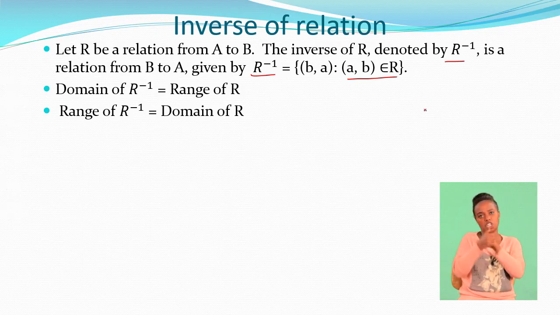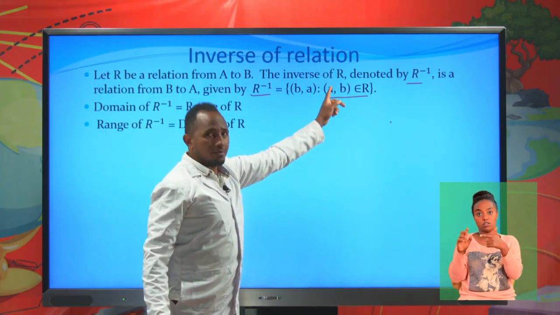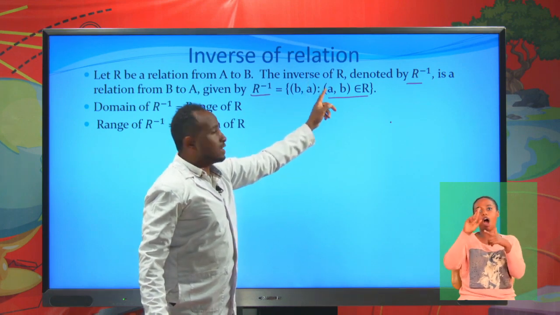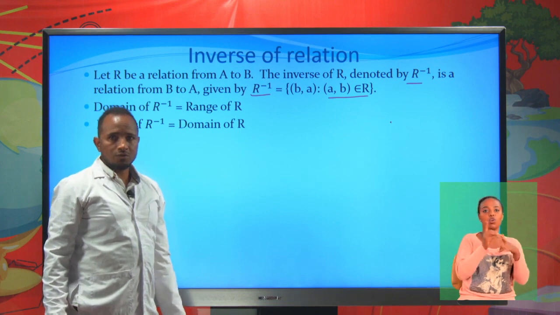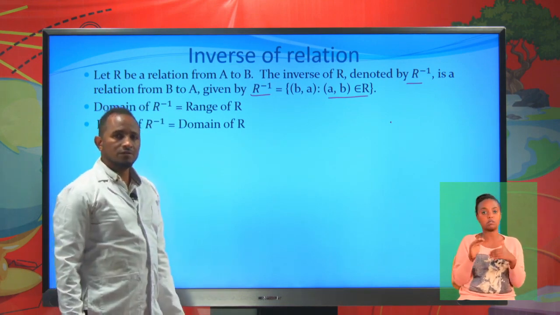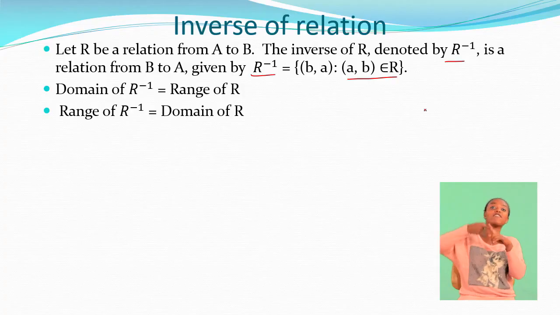If (a, b) is an element of R, then the element in R inverse is simply changing a and b, so it is (b, a). From this you can see that the domain of R inverse is the same as the range of R. The domain of R is the first ordered pair element, and the range of R inverse is the second ordered pair element. That's the same. So the domain of R inverse equals the range of R, and similarly the range of R inverse gives you the domain of R.